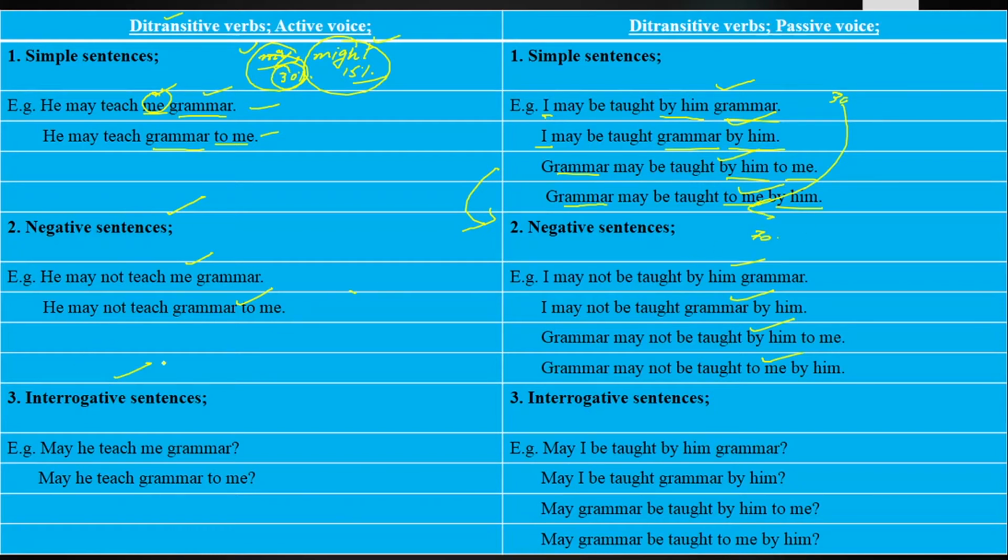Interrogative sentences are those in which we ask questions or put queries. May he teach me grammar? May he teach grammar to me?